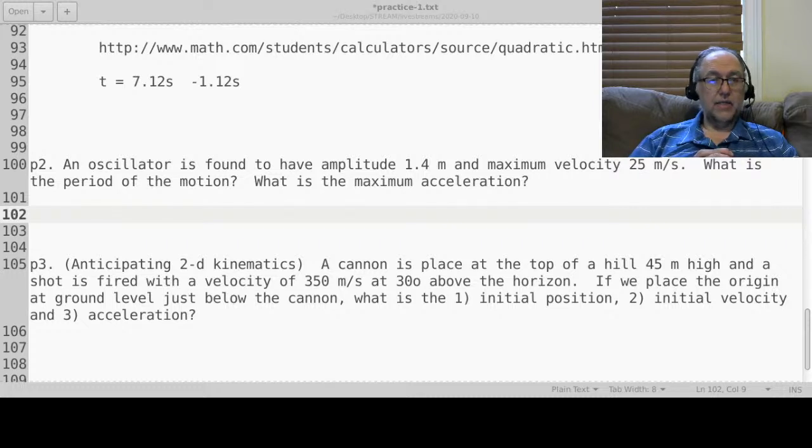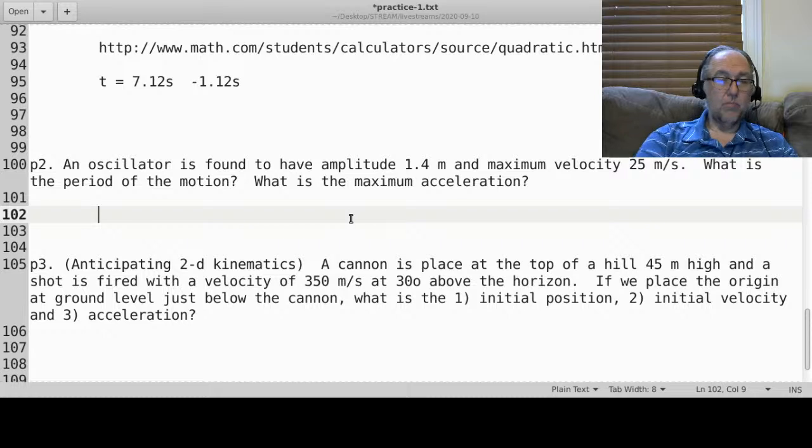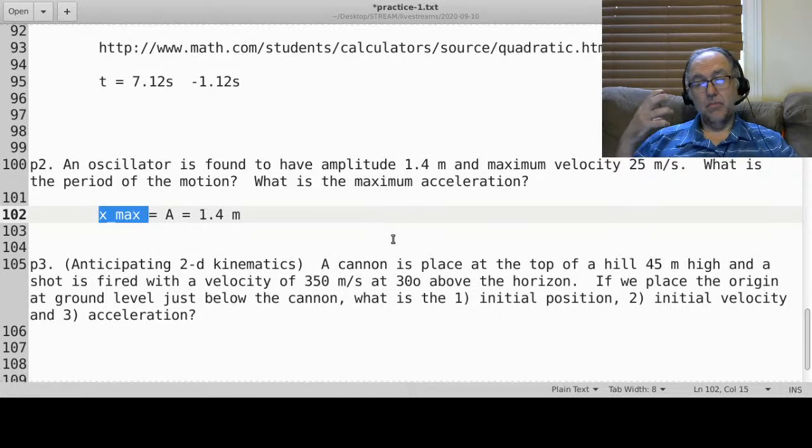So let's do it. An oscillator is found to have an amplitude of 1.4 meters. Amplitude is how far the oscillator displaces from equilibrium. The symbol given for amplitude is A, and that's 1.4 meters. By the way, no textbook does this, but you could call that Xmax. The reason is that it's your maximum displacement from equilibrium. If equilibrium is 0, then Xmax is the amplitude, and in this case it's 1.4.